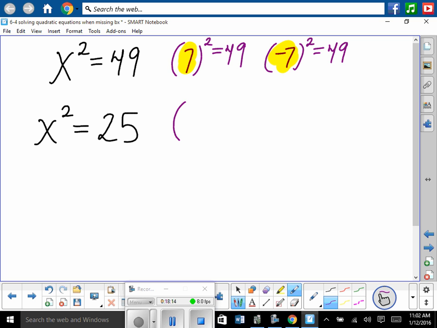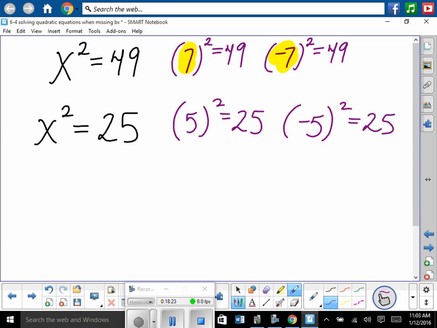What squared equals 25? 5 squared is equal to 25. There's another one. -5 squared is equal to 25. So the x value that makes this statement true is positive 5 and -5. Do you see the conceptual understanding that if we have something like this, we're always going to have the positive and negative answer, because both squared equal the answer?